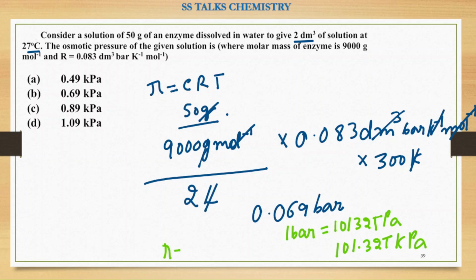The pi pressure you will get is 0.069 into 101.325, which is approximately 0.69 kilopascals, right? Or how much will it be? Just this 1000 factor will be there. So just multiply it with this and you will get the pressure as 6.9 kilopascals. It's given 0.69, you can just take the decimal places. So the correct match will be option B in this case.